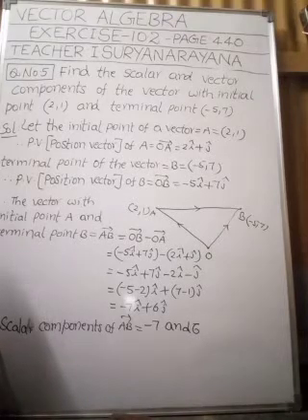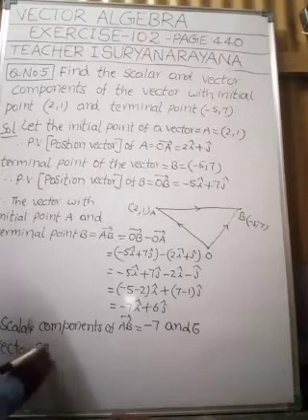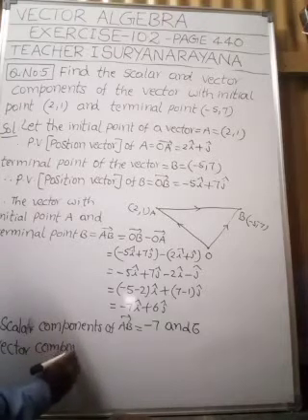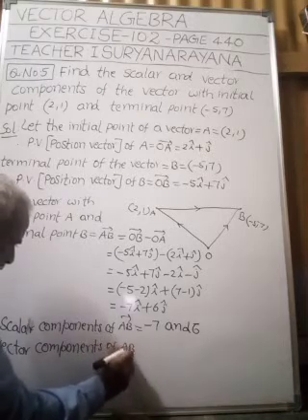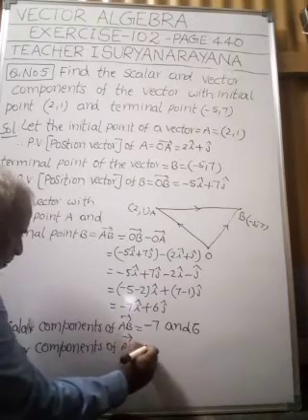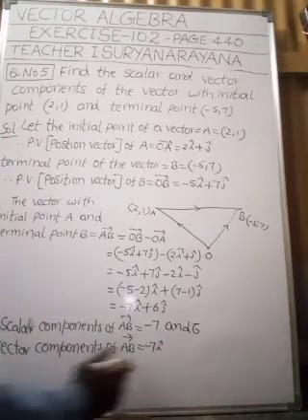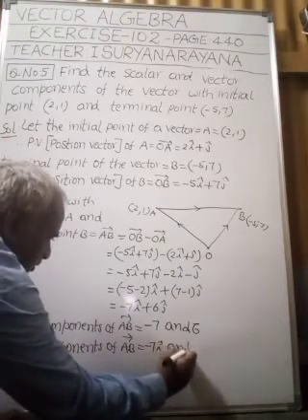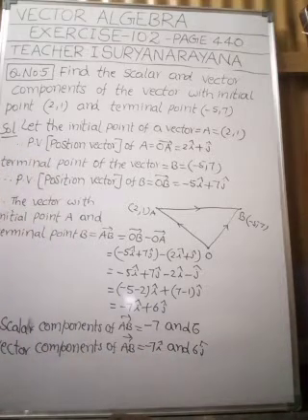Now vector components of AB bar is equal to minus 7i cap. I had to take i cap, j cap also. Okay, my children. And 6j cap. Understood, my children? Right.